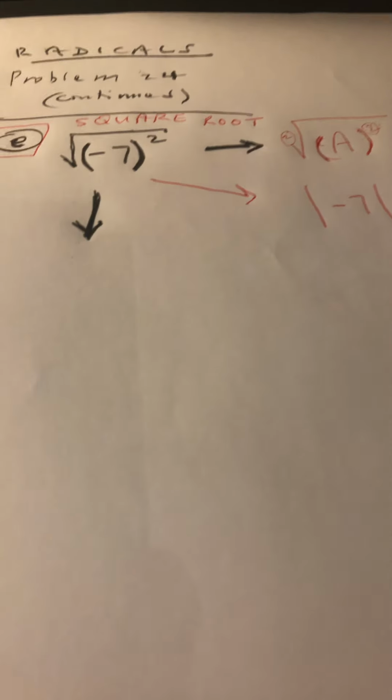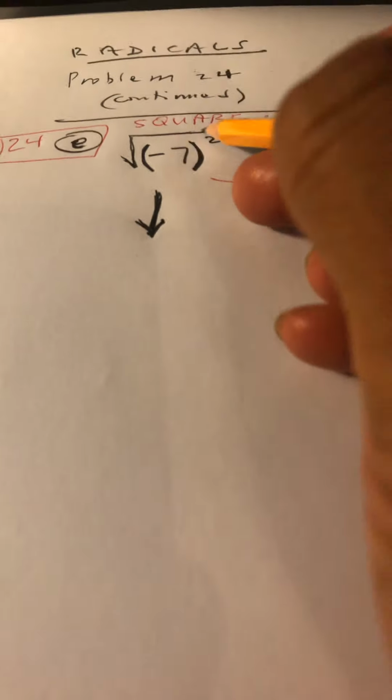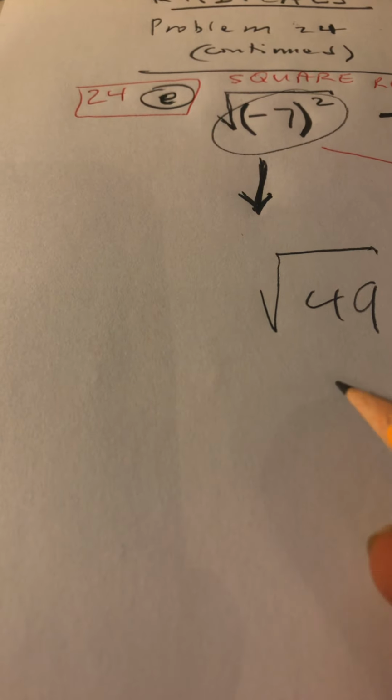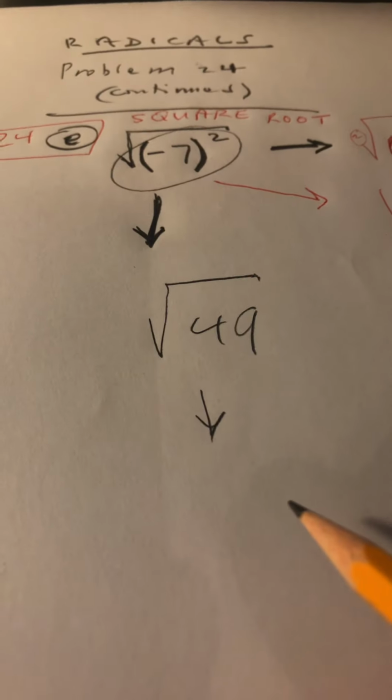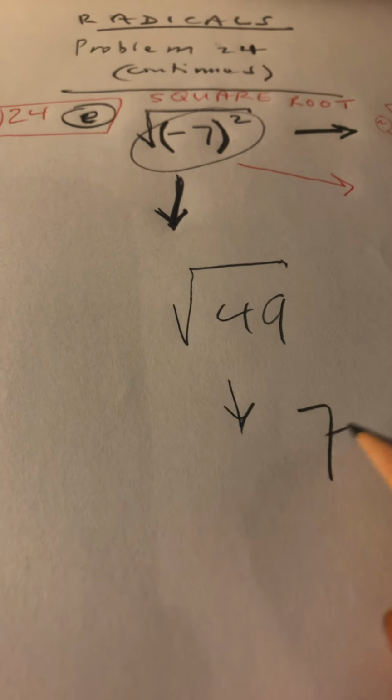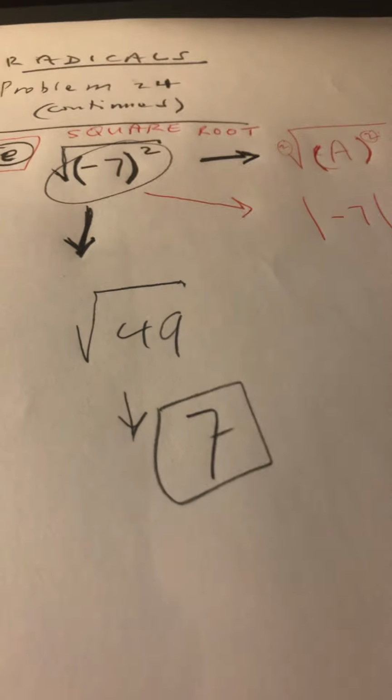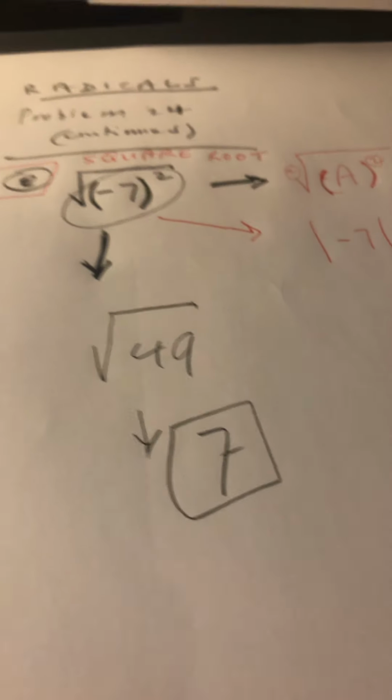But to me, that's a roundabout way to just do what the problem is asking us to do. You can think about this first and then square it. So if you square negative 7, you get 49. And then obviously the principal root, the square root of 49, is going to be 7. Same answer. All right. That's it.